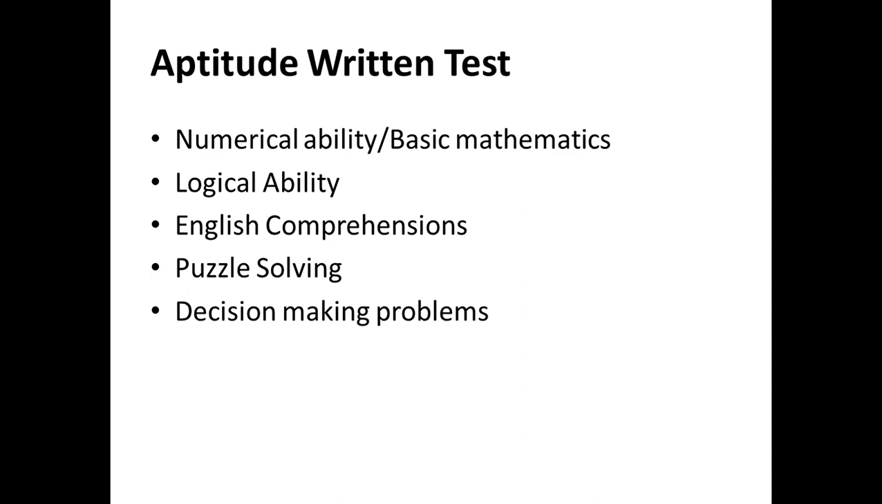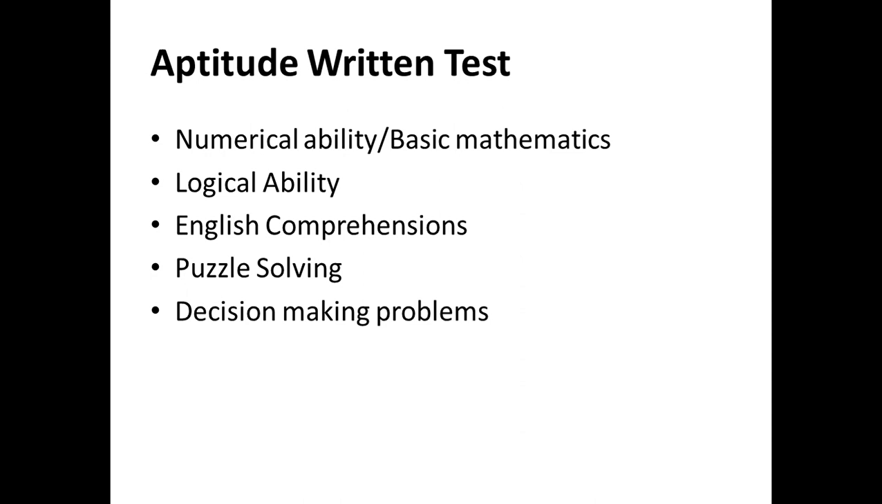The next round is, once the candidate is eligible for appearing for the recruitment process, the aptitude written test. This aptitude written test will differ from company to company. There will be a numerical ability or basic mathematics test. In this, the company wants to check whether the candidate is able to do basic mathematics problems or not. And there will be a cutoff of 60 to 70%. If they get that cutoff, they will be eligible for this test.